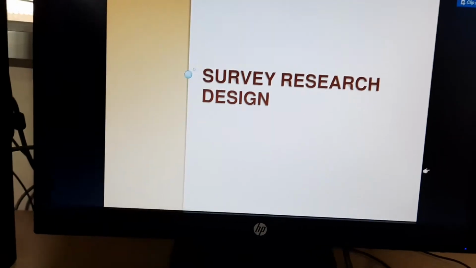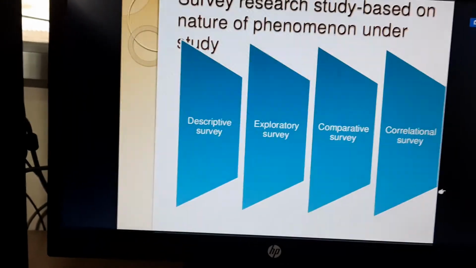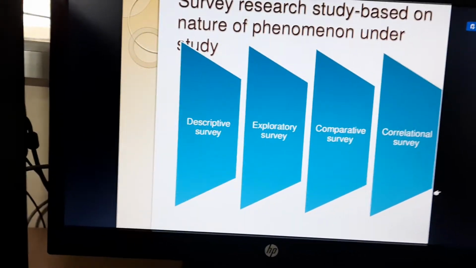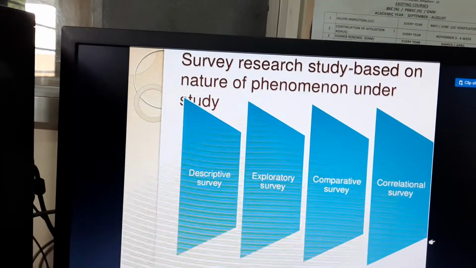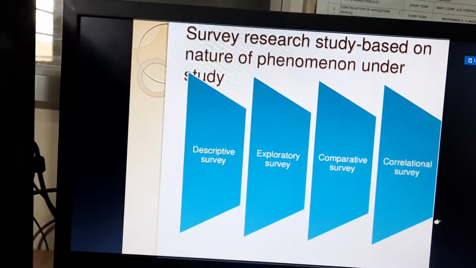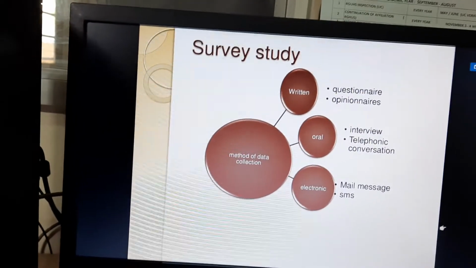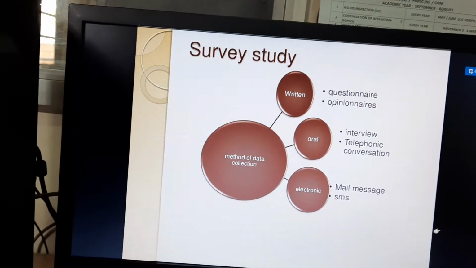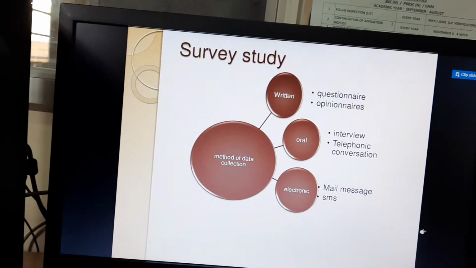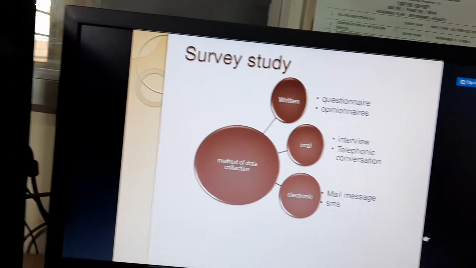So we cannot go and manipulate, we are just assessing. Understood? Now survey research, based on the nature of the phenomenon under study. The types are descriptive, exploratory, comparative and correlational survey. The methods of data collection are written, oral and electronic. Written is questionnaire and opinions. Oral is interview, telephonic and conversation, and electronic is mail messages and SMS.